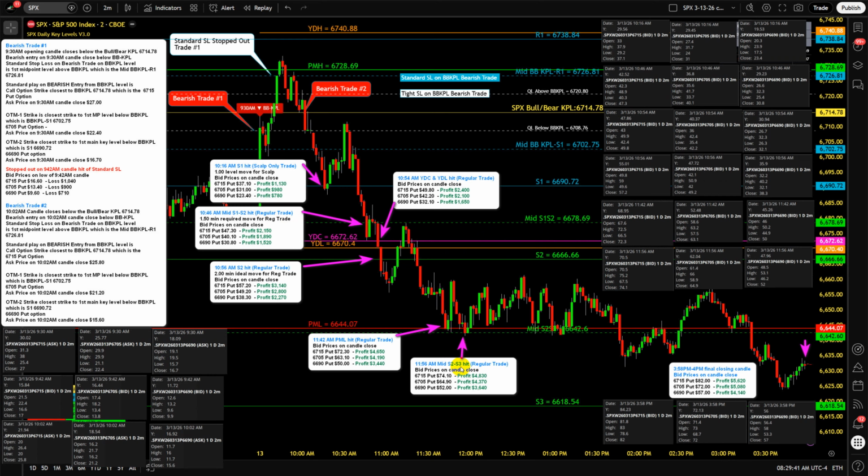Okay, so at the 11:56 a.m. candle here, we have the hit of the mid S2, S3 level. 11:56 a.m. data boxes here, 67.15 put, now 74.10 bid on the candle close, profit $4,830. 67.05, 64.90, profit $4,370 per option.